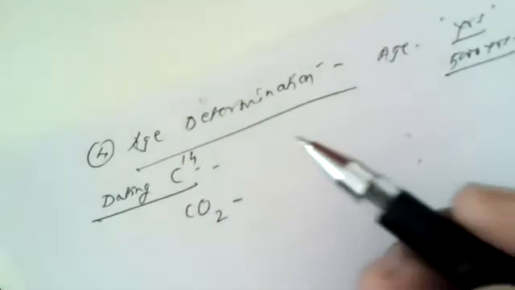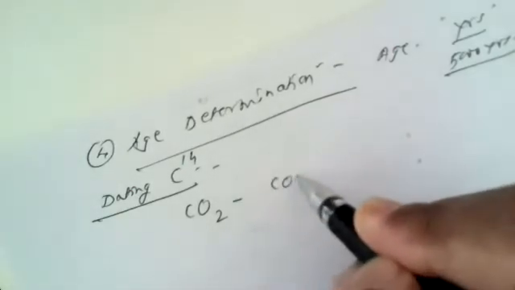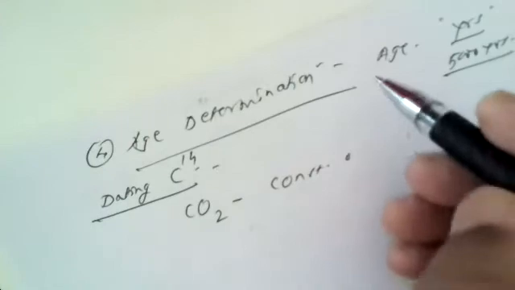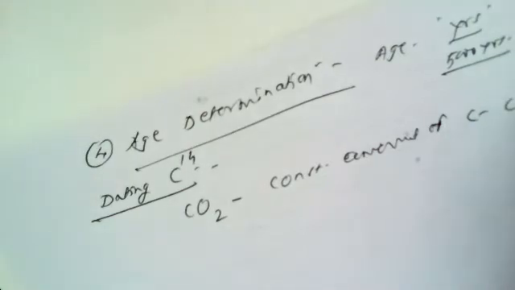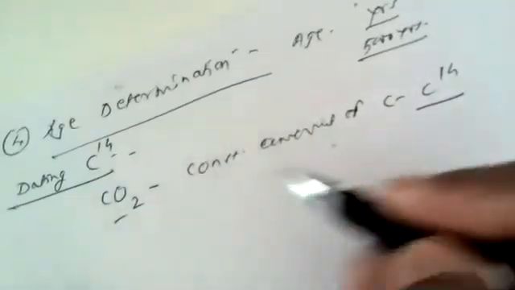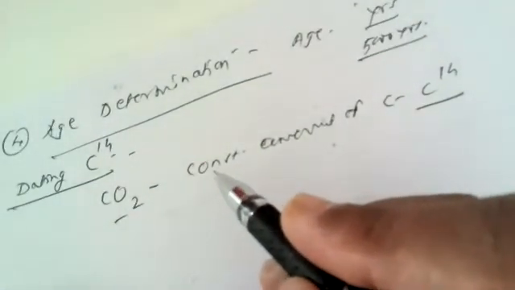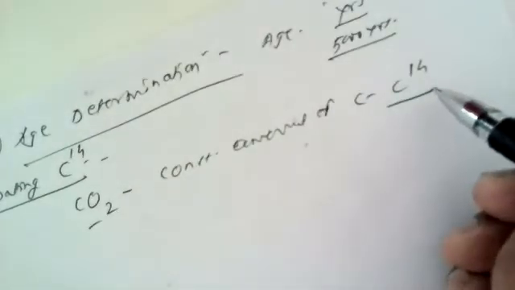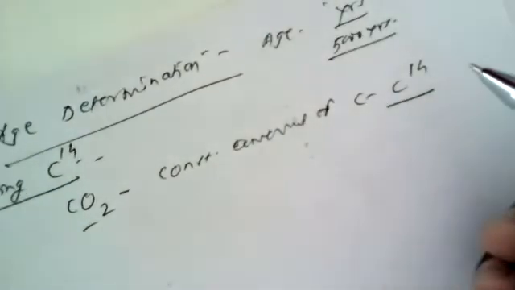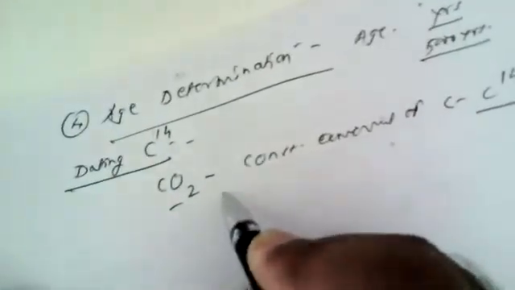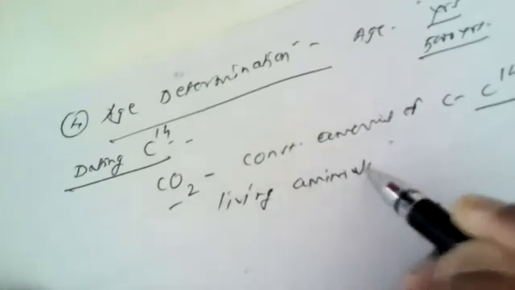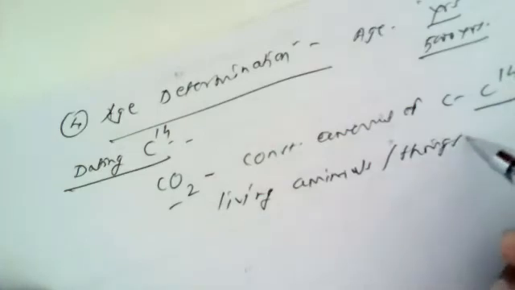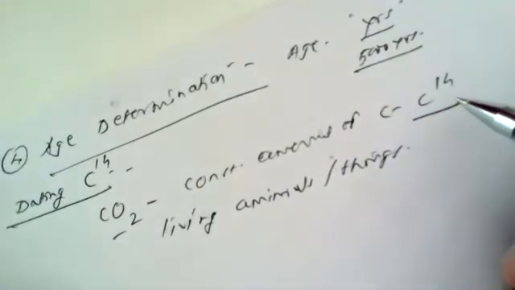I would like to tell you in very brief sentences that our atmosphere contains carbon dioxide. This carbon dioxide contains a constant amount of carbon in the form of carbon-14, which is a radioisotope. This carbon-14 is also present in living animals and all living things; in our body also, carbon-14 is present.